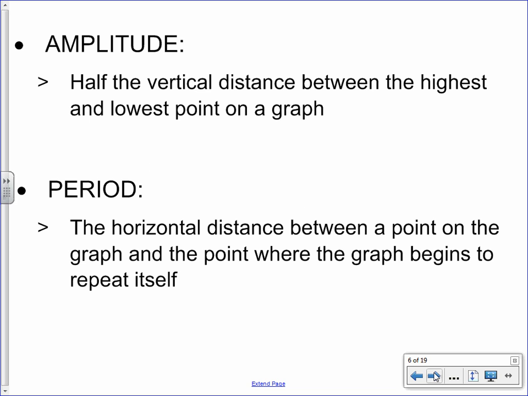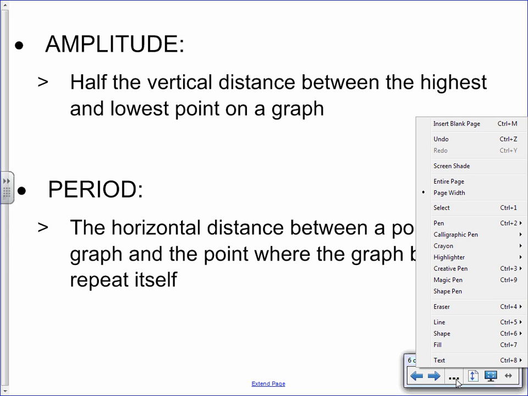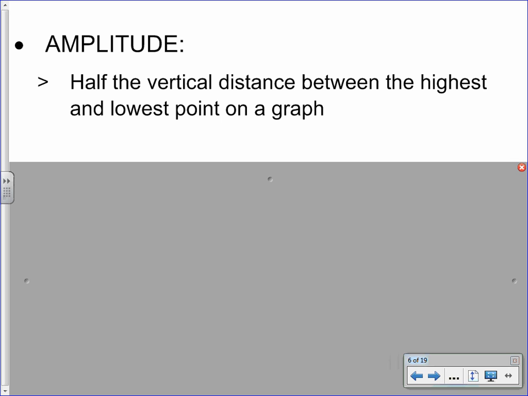So the first word we need to talk about is amplitude. The amplitude, it sounds a lot like altitude, doesn't it? Amplitude is half of the vertical distance between the highest and lowest points on the graph. You could also think of it as half of the height, if you will.